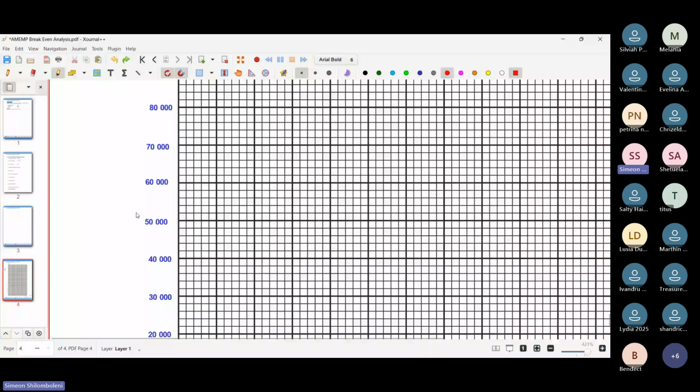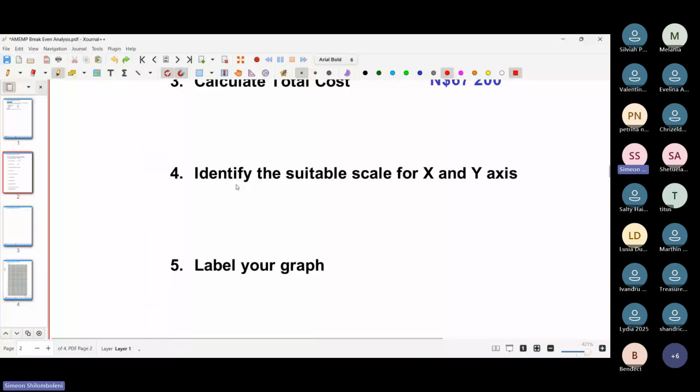This was step 4, identify suitable scale. Do we understand that step of identifying suitable scale? Because that's the most important. Yes, sir.